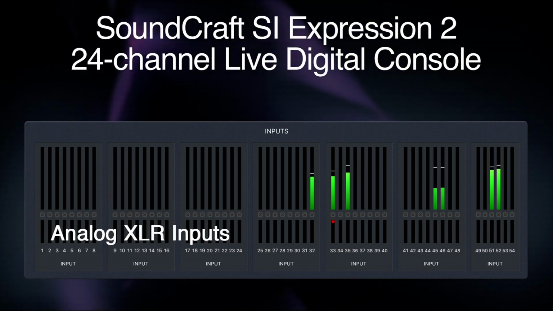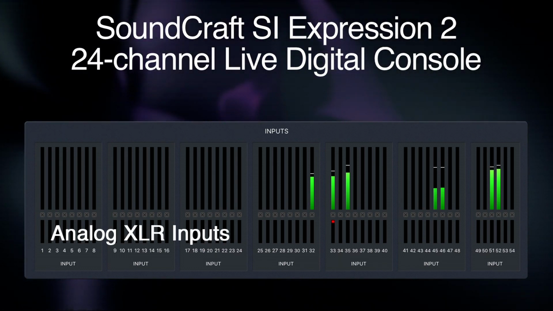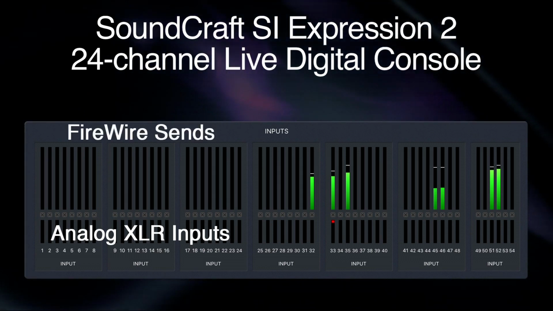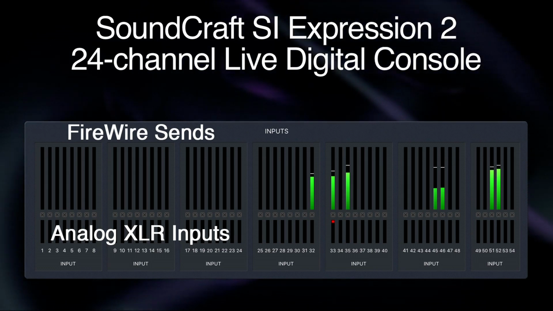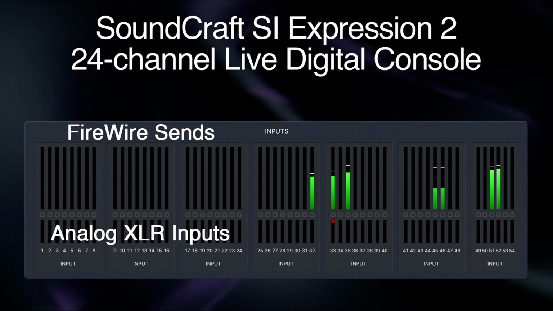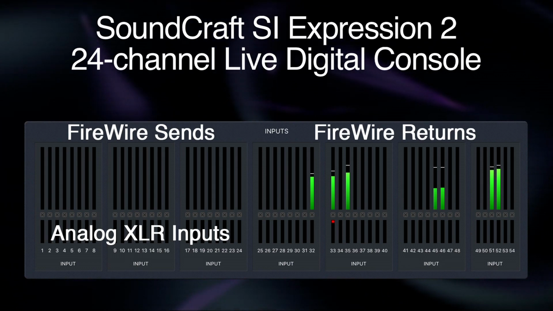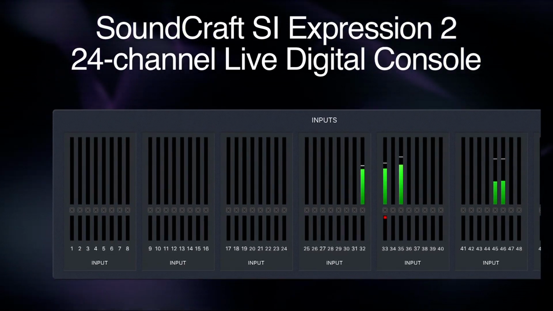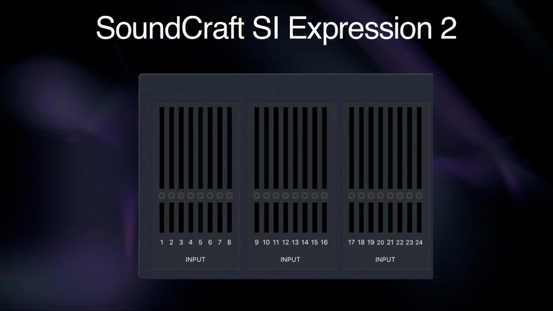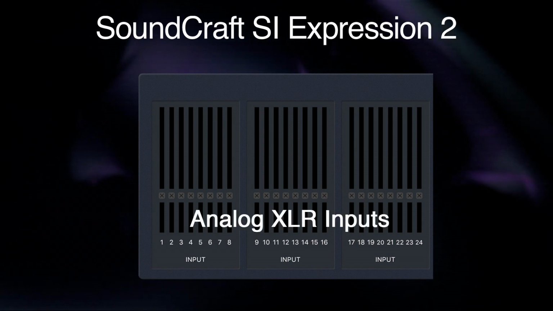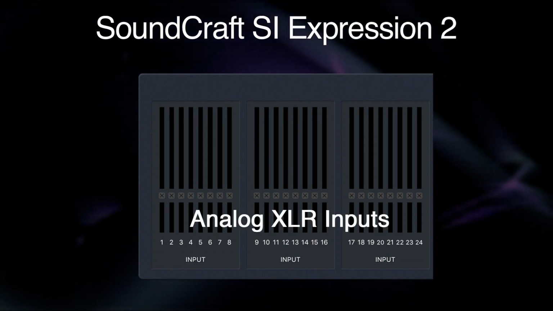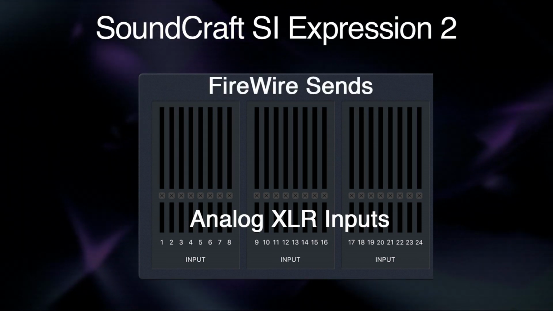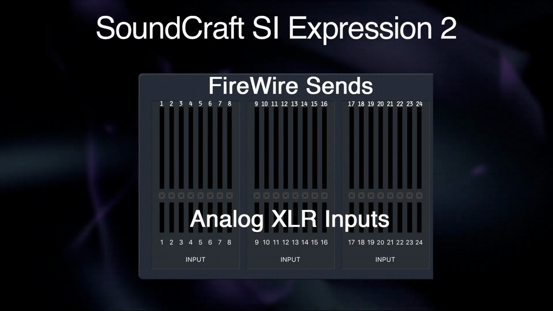The first 24 channels are analog XLR inputs, which is what the board is designed to do. We are going to use the direct out patch feature on the console to send these signals down the FireWire to our DAW. The output of the DAW will be routed down the FireWire returns to these channels. Let's take a closer look at our inputs. The first 24 channels of our console are analog XLR inputs. Each of the 24 analog XLR inputs will be duplicated and sent down the FireWire bus on the same related channel.